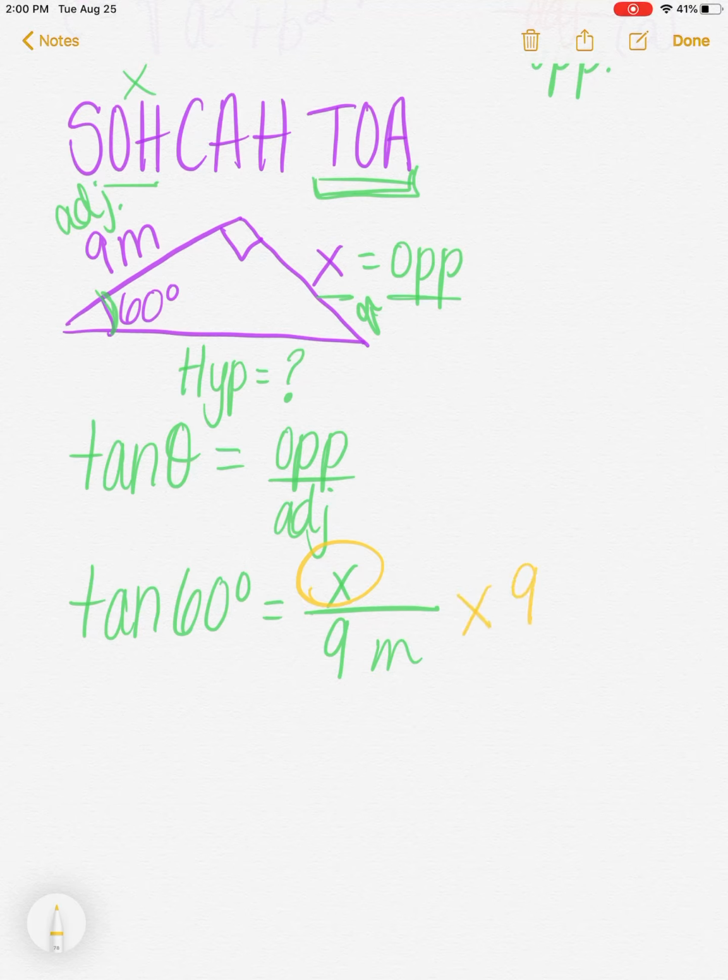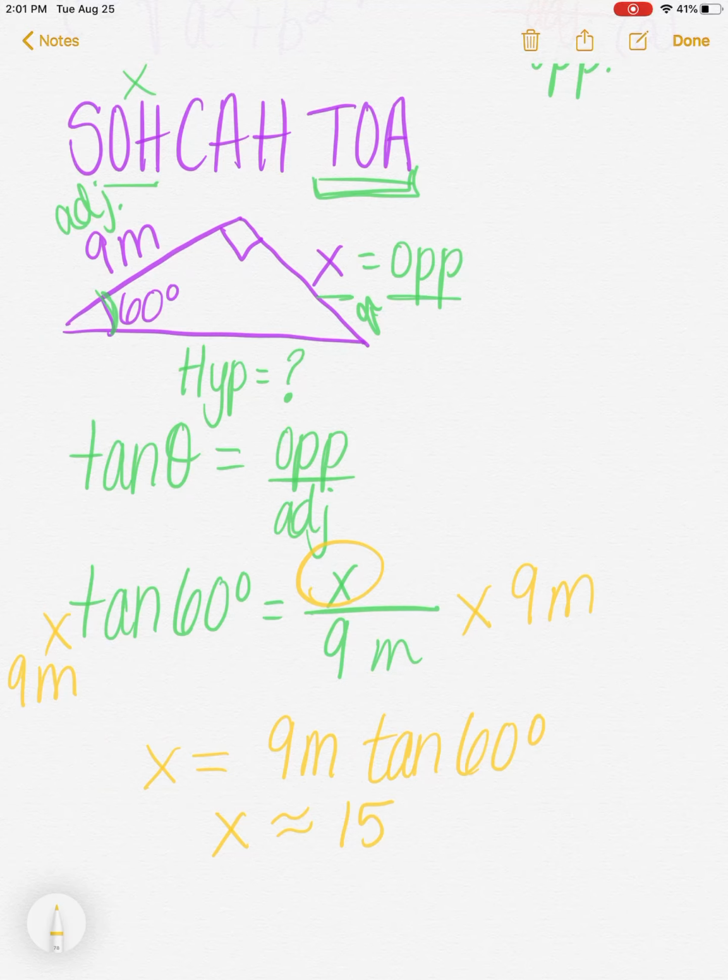Well, we have to do the opposite. So I need to multiply by 9 meters. Whatever I do to one side, I must do to the other. All right, so now this is going to tell us that x is equal to 9 meters times the tangent of 60 degrees. If you plug that into your calculator, I have that x should roughly equal 15.6. Don't forget your unit label of meters on here.